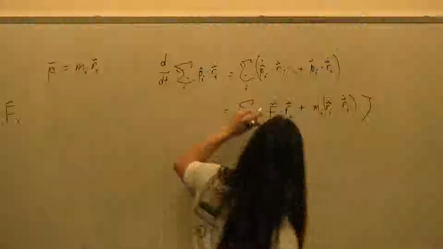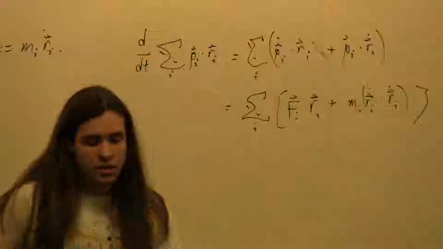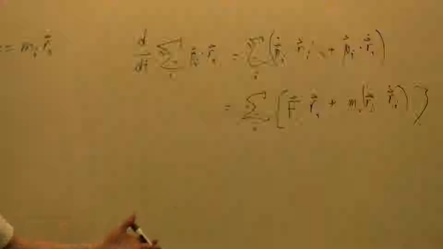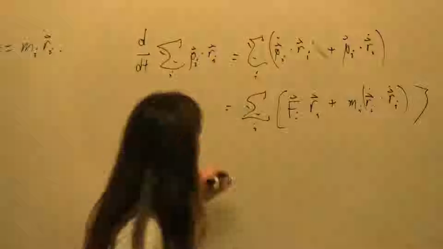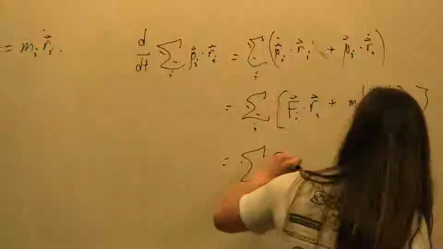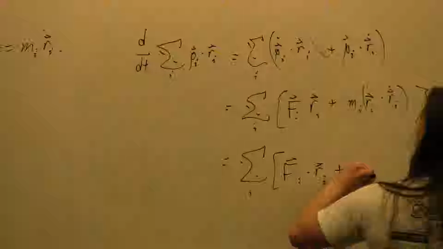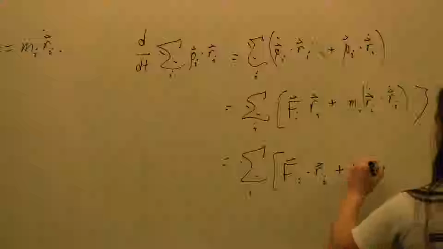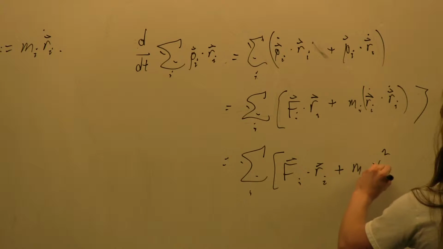This wonderful, beautiful quantity here: since it's just the velocity vector dotted with itself, it's just equal to the velocity squared. It's just a dot product with itself, so it's squared. So you have the summation over all particles of our first term, the force dotted with the radius vector, plus the mass of the ith particle times the velocity squared of the ith particle.